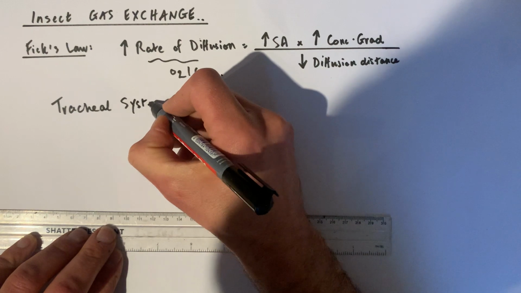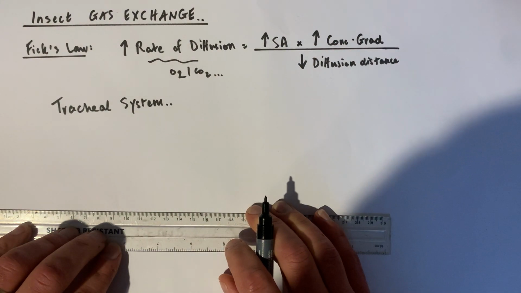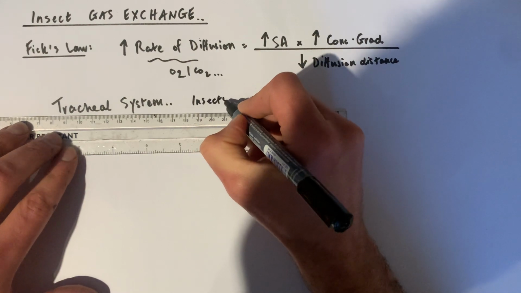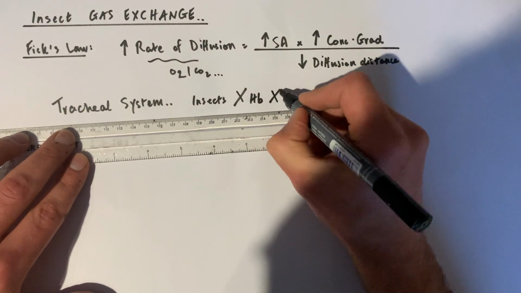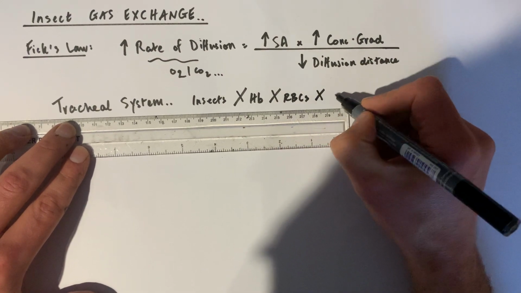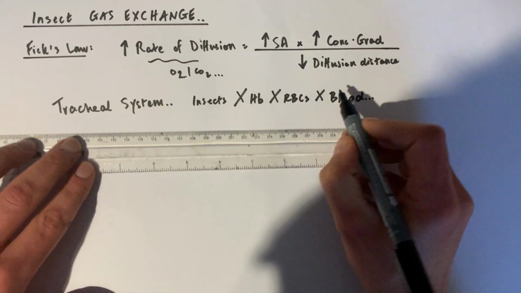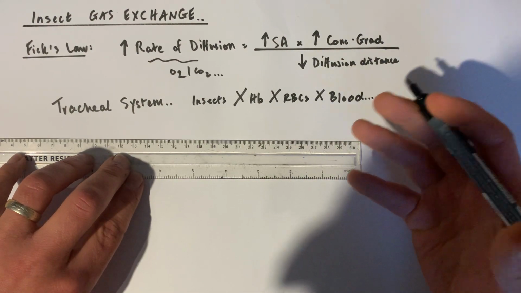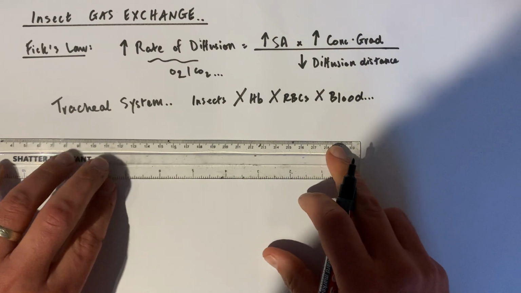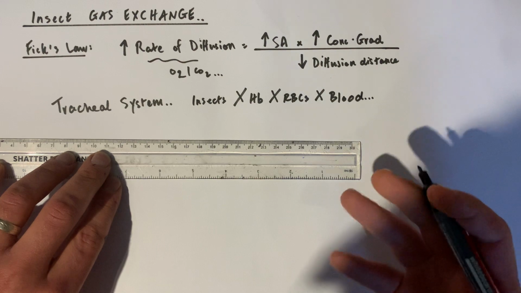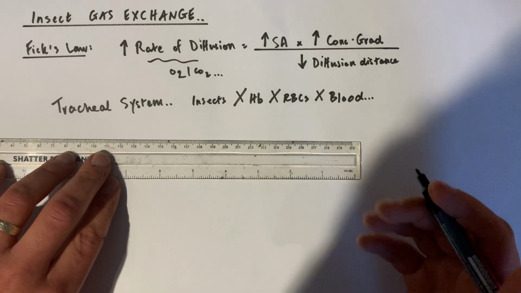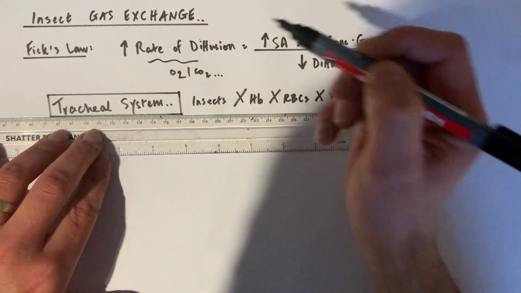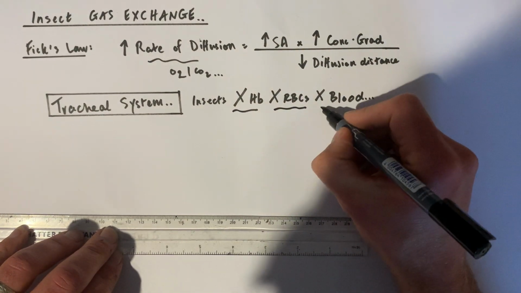Now, insects have no hemoglobin, they have no blood as such, and they've certainly got no red blood cells. Now, you might see insect blood in some questions, but what it's really referring to is a thing called hemolymph. Hemolymph is a fluid that you find in the hemocoel of an insect, the cavity inside an insect, and that contains glucose and amino acids and ions and water, but it certainly isn't anything to do with oxygen. So the tracheal system in an insect is what we're really interested in when we're talking about gas exchange. So there's no hemoglobin, there's no red blood cells, and there's no blood.